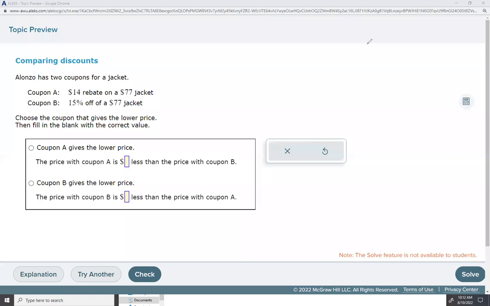All right, so Alonzo has 2 coupons for a jacket. Oh, that's cool. So $14 rebate on a $77 jacket, or 15% off of a $77 jacket. I hate those rebates because I don't always remember to do them. Anyway, choose the coupon that gives the lower price. For coupon A, it'll be $77 minus 14. So he pays a total of $63.